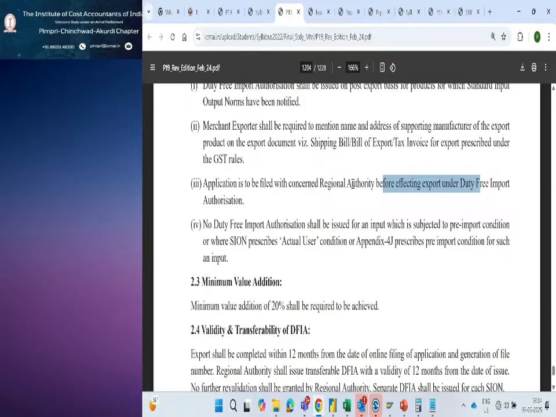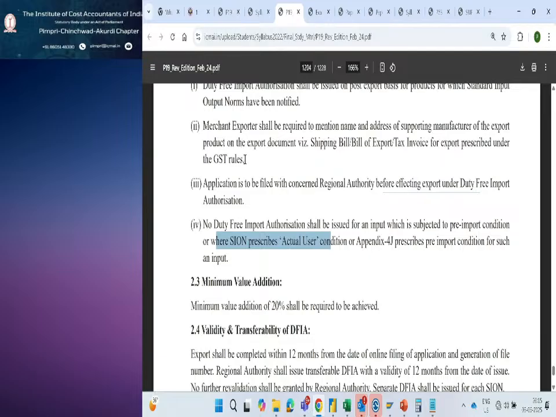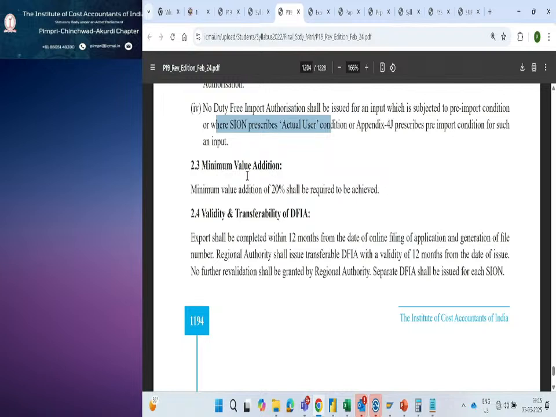So before the export starts, it has to be filed with the regional authority. No duty free import authorization is issued for an input which is subject to a pre-import condition. So this difference we have seen. Where there is no SION, you are not eligible to apply for the duty free import authorization scheme. So no SION, then no DFIA.